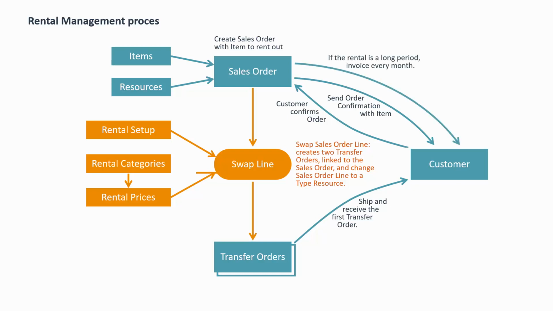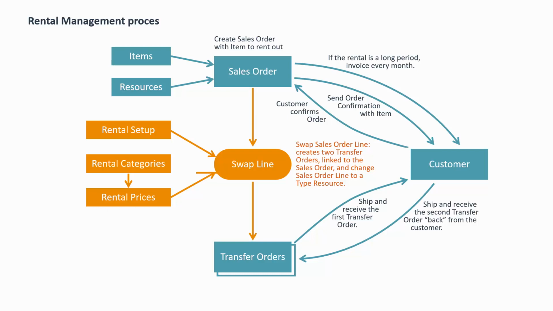Now you can start invoicing the rental item every month. If this is a long rental, it will automatically postpone the rental. And when the customer is done using the item and returns the item, we will post the other transfer order and ship and receive the transfer order back on our location from the customer.